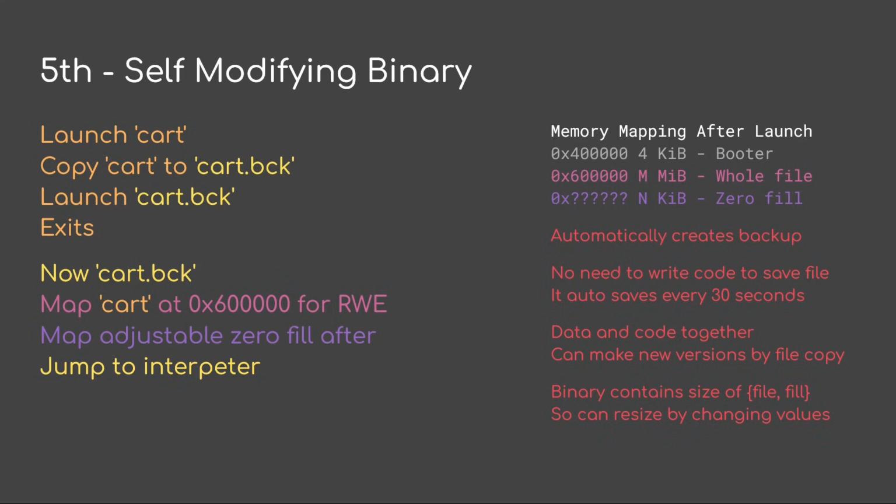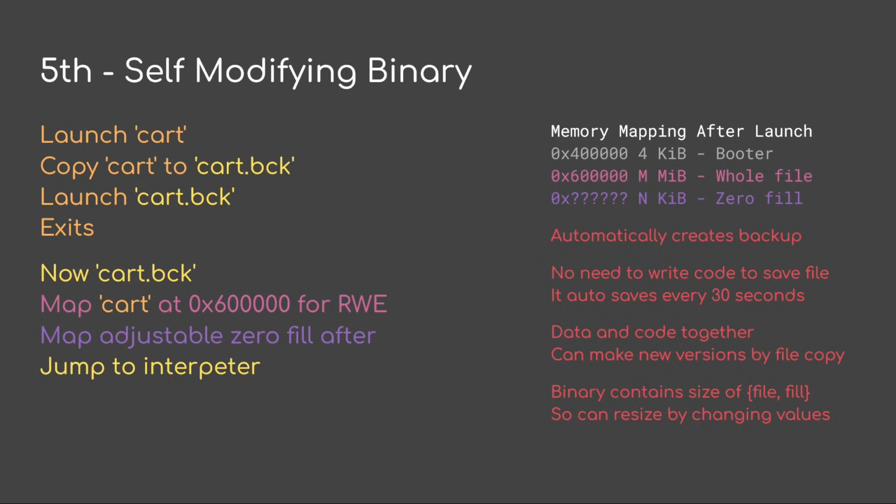So first we would execute the cart file. And when the cart file runs, it would realize that it's not a .back. And then it would copy itself to a backup file, cart.back. And then it would launch cart.back and then exit. This cart.back would realize that it is the backup file. And then it would map the original file, cart, at say 6 megabytes in. And it would provide that mapping as read, write, and execute.